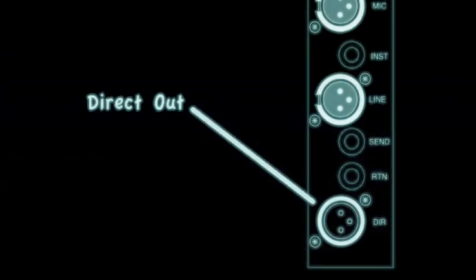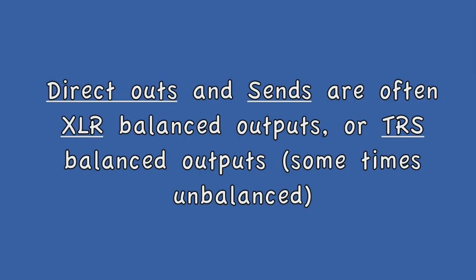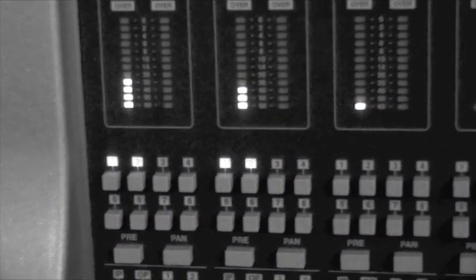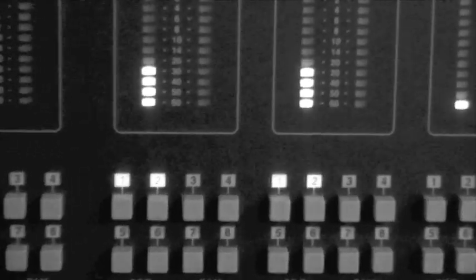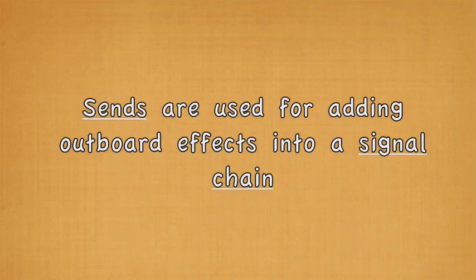Direct outs and sends are often XLR balanced outputs on high-end professional consoles or TRS balanced outputs on smaller mixing desks. Direct outs, as their name implies, are used for multi-track recordings and output microphone and instrument line level signals after being amplified by preamps. Sends are used for adding outward effects into a signal chain. Both are line level connections.